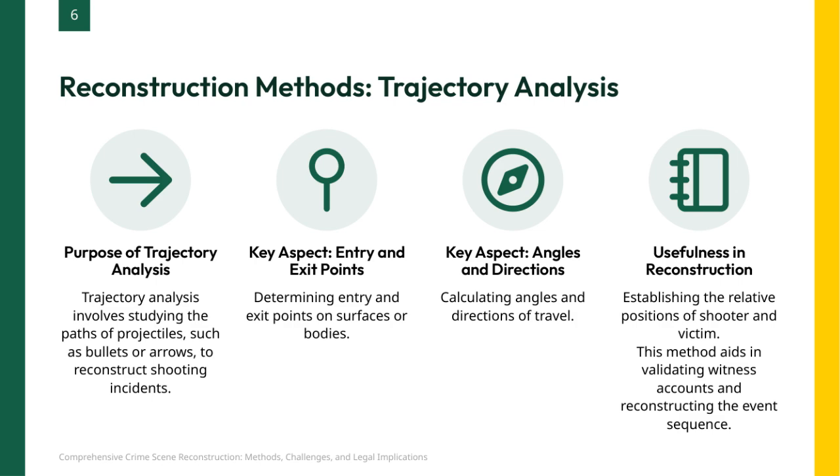From there, calculating the angles and directions of travel allows us to map out the exact trajectory. This information is incredibly valuable because it helps establish where the shooter and victim were positioned relative to each other. Beyond just a physical path, trajectory analysis also supports the investigative process by confirming or questioning witness statements and piecing together the sequence of events.